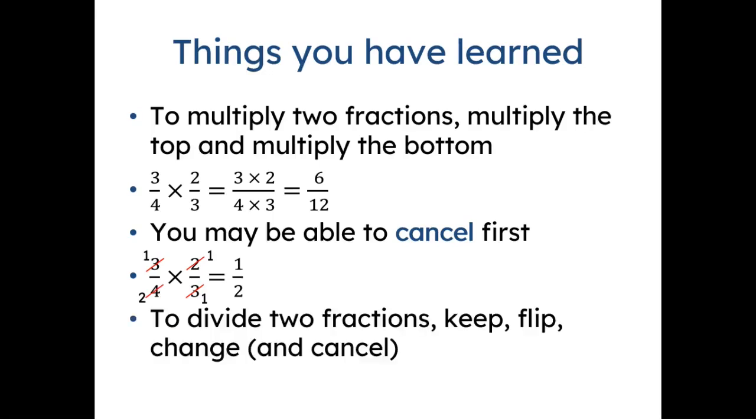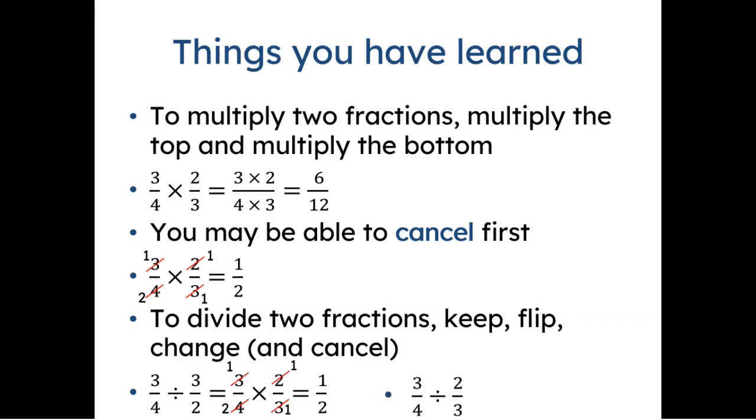Divide two fractions, keep flip and change, and then cancel if you can. So 3/4 divided by 3/2 is 3/4 times 2/3. The 3's cancel, the 2 and the 4 cancel out to give me 1/2. One last example, 3/4 divided by 2/3 is 3/4 times 3/2, which is 9/8. And that's an improper fraction, a top-heavy fraction, it's 1 1/8.